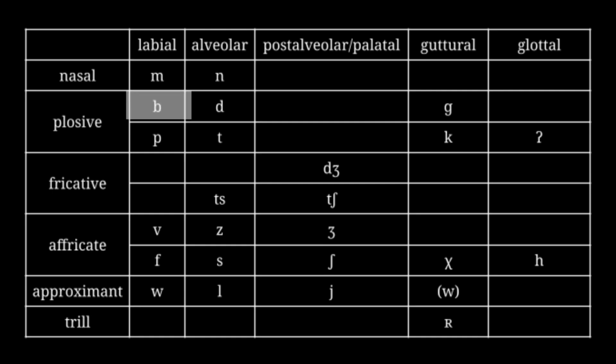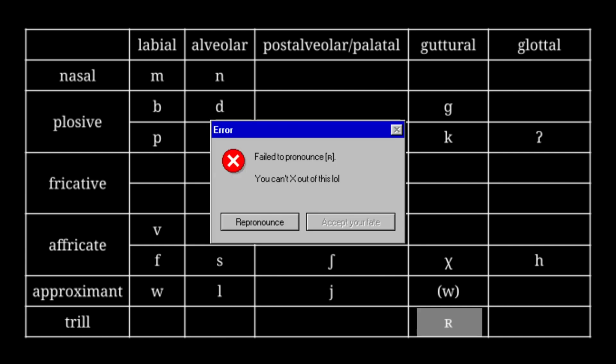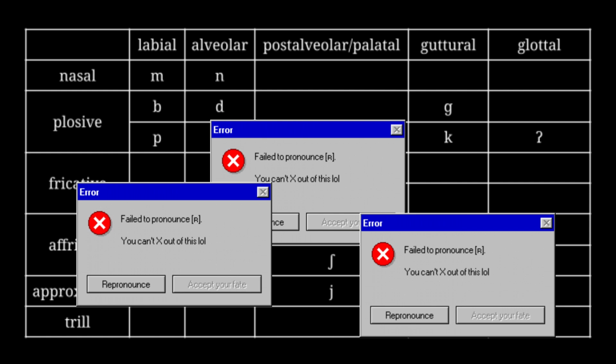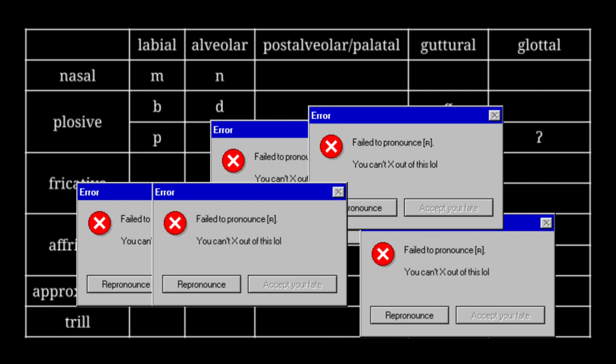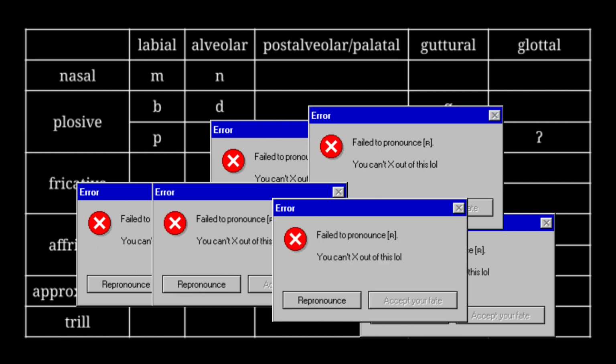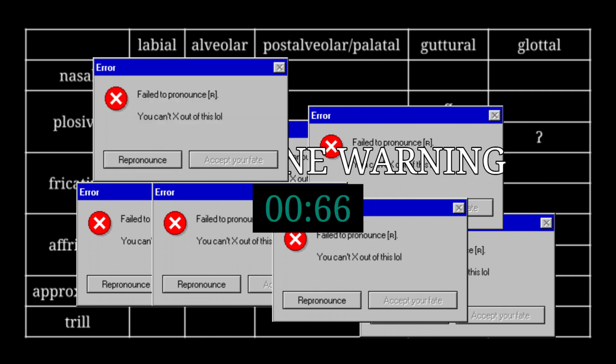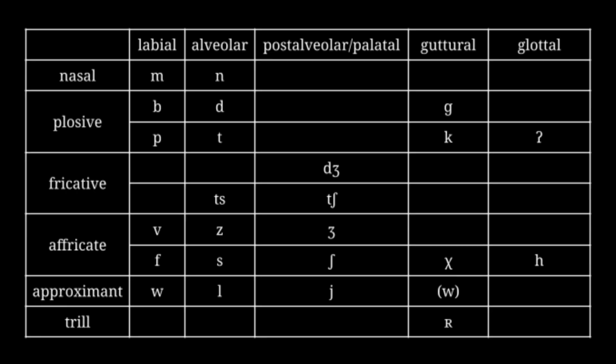Hebrew's consonants are m, n, b, d, g, b, d, g, j, z, ch, v, z, j, f, s, sh, h, h, w, l, y, r. R. Oh my. R. R. R. Final. Honestly, pretty fire choices.